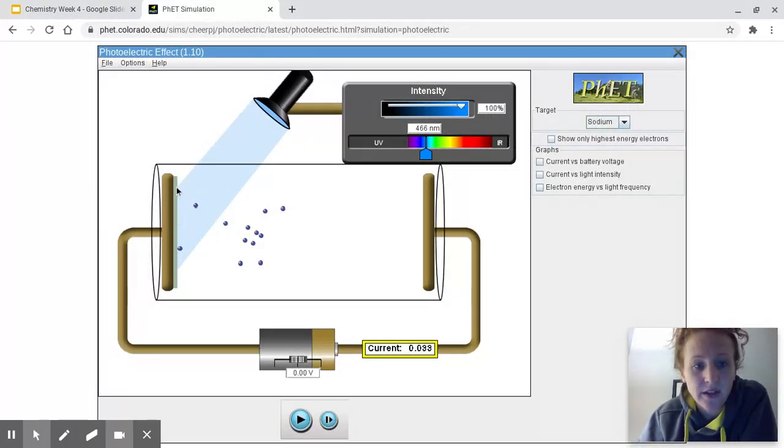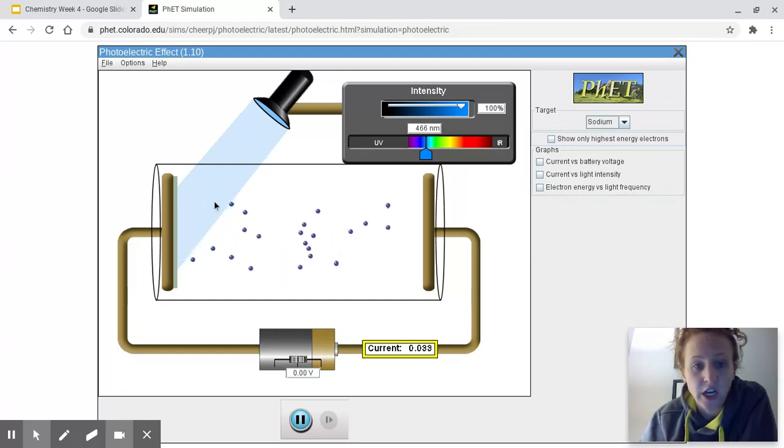What we have here is a piece of metal. You can see that in my drop-down menu here, I can pick a bunch of different metals to test, and each metal is going to behave kind of differently. So what the photoelectric effect is: when light shines on the piece of metal, that light can actually knock off electrons. So these little blue spheres here are all electrons.